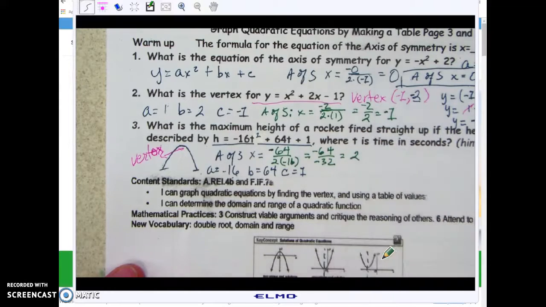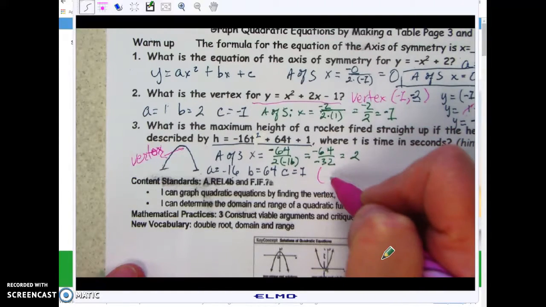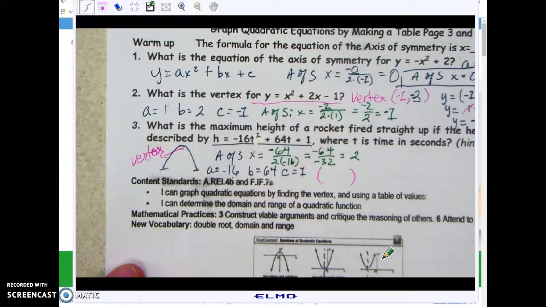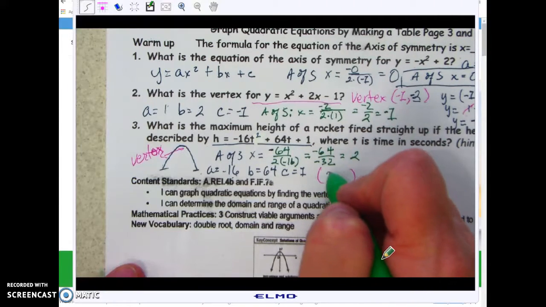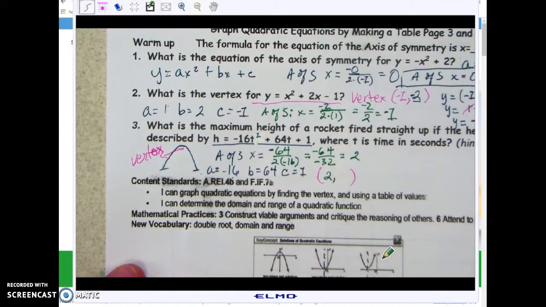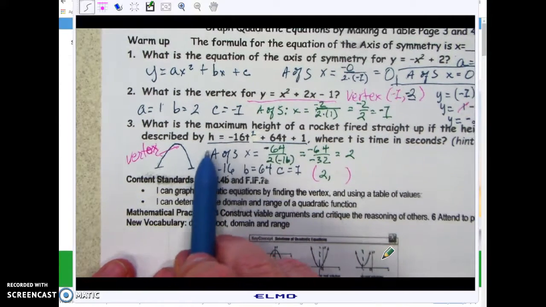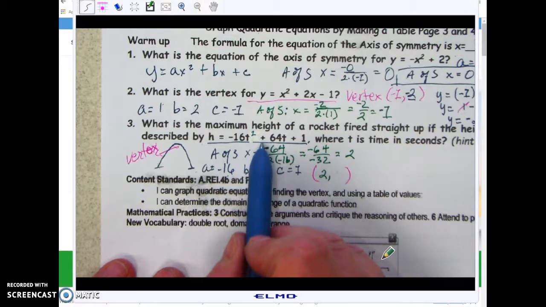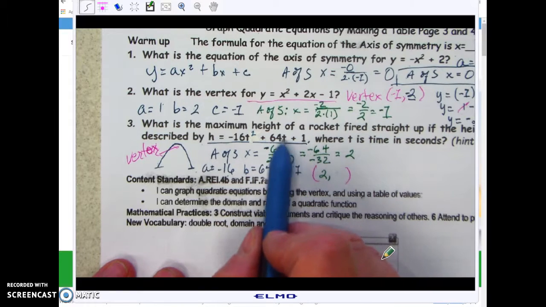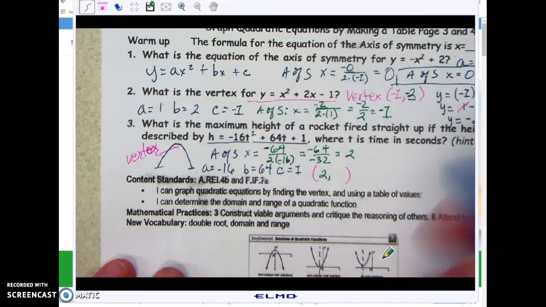Now remember, a vertex has an x and a y. So that goes there. Now we need to get the y. So we go back and we look at our equation. H equals negative 16t squared plus 64t plus 1. And wherever we see a t, we're going to put in 2. So height equals negative 16 times 2 squared plus 64 times 2 plus 1.